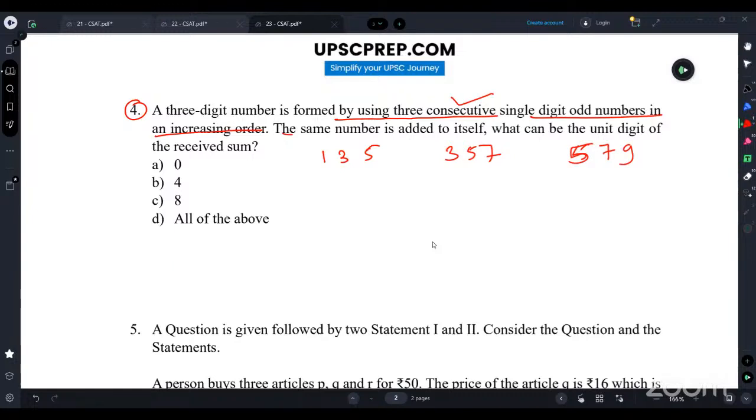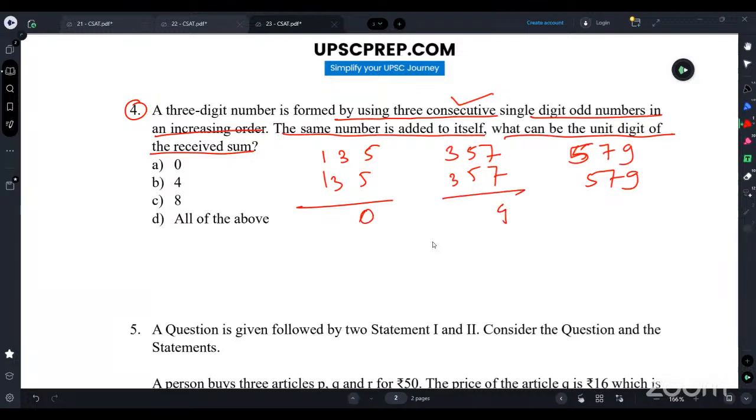Now what you are doing, the same number is added to itself. So you will have to add 135 to 135, 357 to 357 and 579 to 579. So what can be the unit digits of the received sum? Here it will be 0. Here it will be 4. Here it will be 9 plus 9, 8. So 0, 4 and 8 will be unit digits, right? So 0, 4 and 8 all are options. So in this case, all of the above is the correct answer.